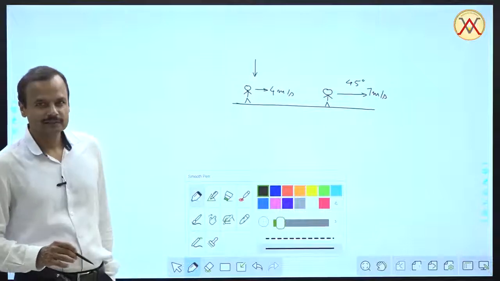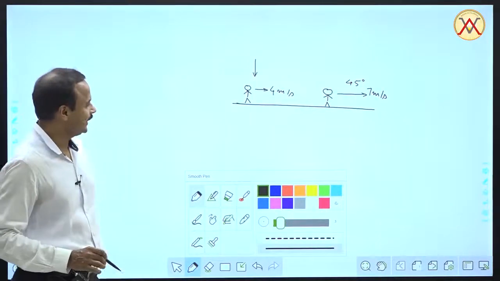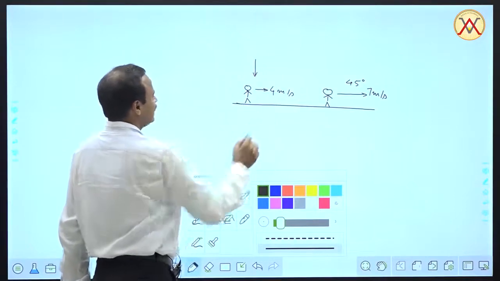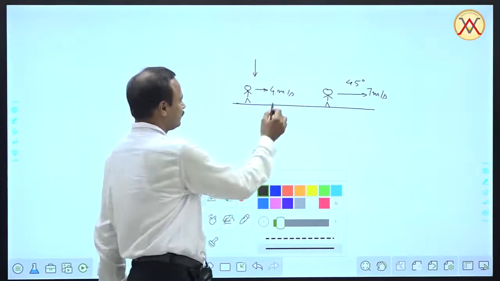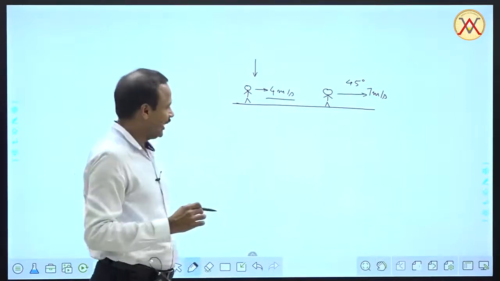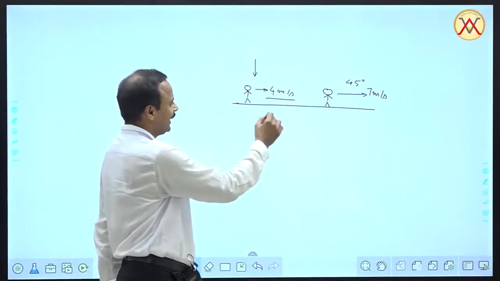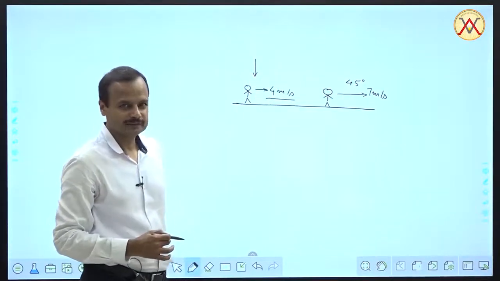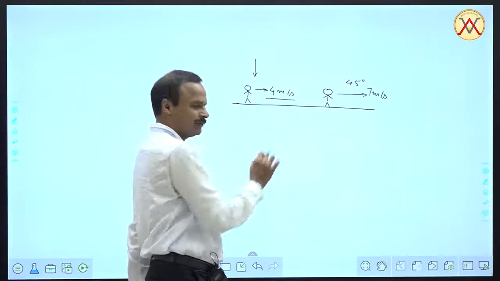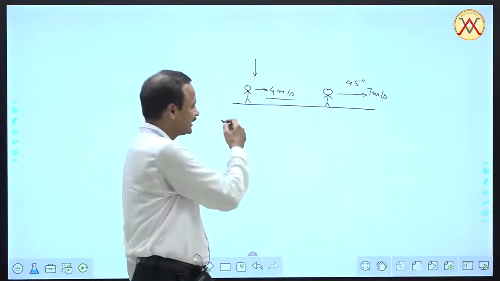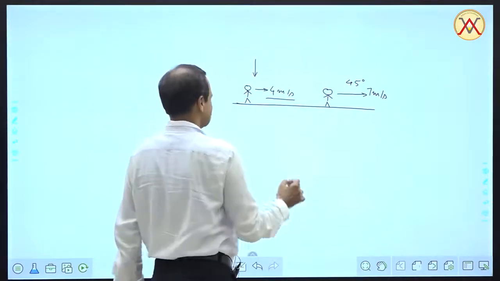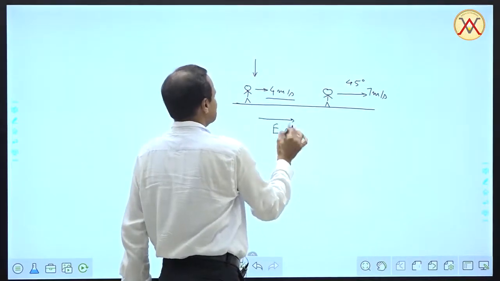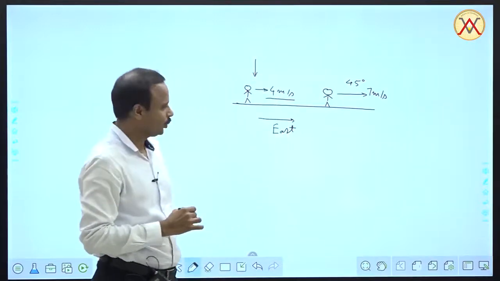Hello students, let's take an example in which this man is moving at a speed of 4 meter per second, and to this moving man rain appears to fall vertically. Alright, this man is moving at 4 meter per second and you can say he is moving towards east. Okay, so this direction we are taking as east, and the rain appears to fall vertically.